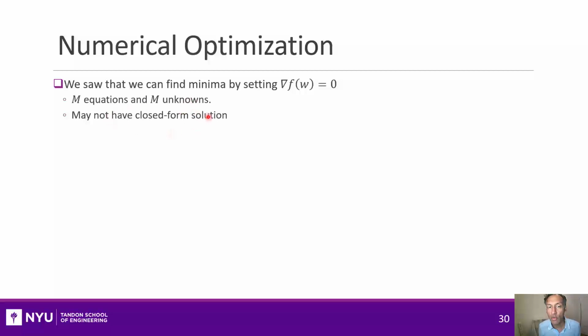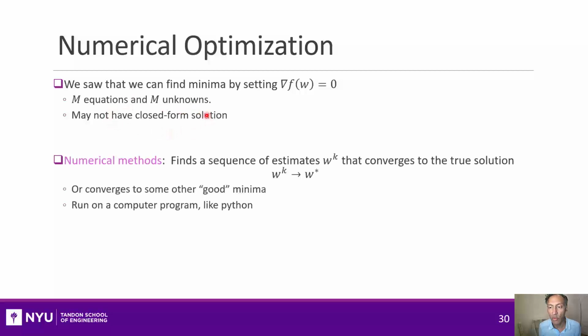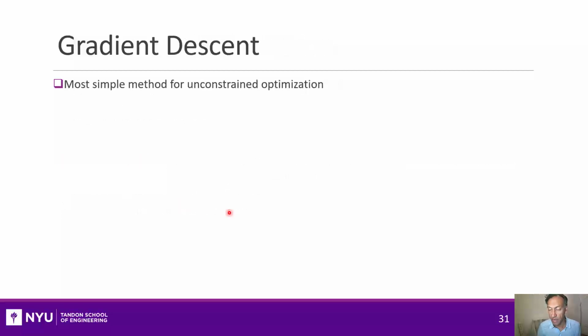But generally you don't have this, so you have to use what we would call a numerical method, and I'm going to show you one such method now. A numerical method basically tries to get a sequence of w's that hopefully converges to some good local minima, which I'll talk about momentarily. Typically this is run in a computer program, and I'm going to show you how to code one of these numerical methods up. With that in mind, I'm going to show you the very, very simplest method, which is just gradient descent.